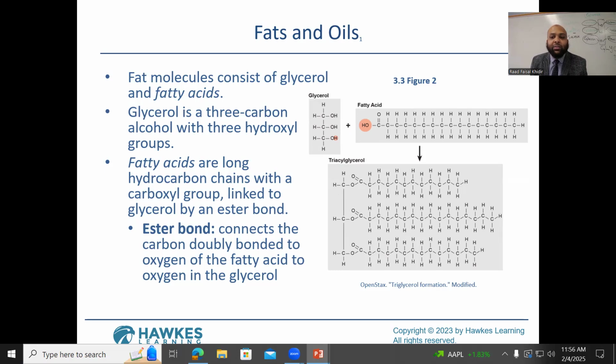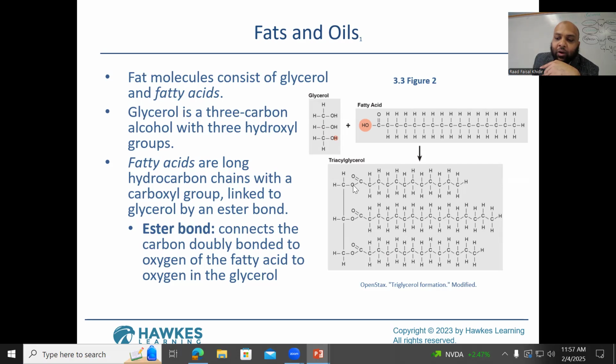So the fat molecules consist of glycerol and fatty acids. Glycerol is a 3-carbon alcohol with 3 hydroxyl groups. Fatty acids are long hydrocarbon chains with a carboxyl group, linked to glycerol by an ester bond. You see, this is the ester bond. An ester bond is an oxygen that has been connected to 2 carbons. Oxygen in the middle of 2 carbons.